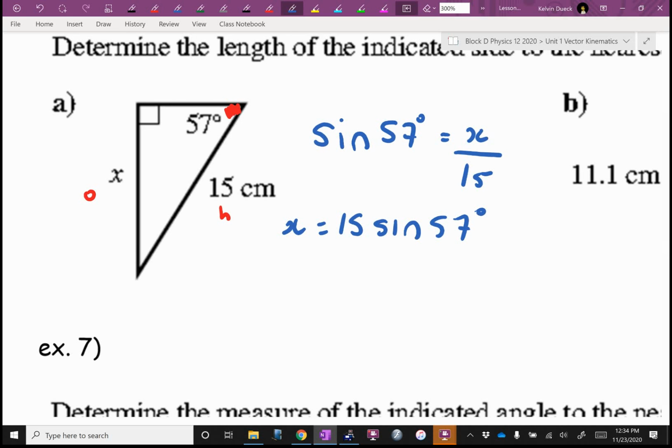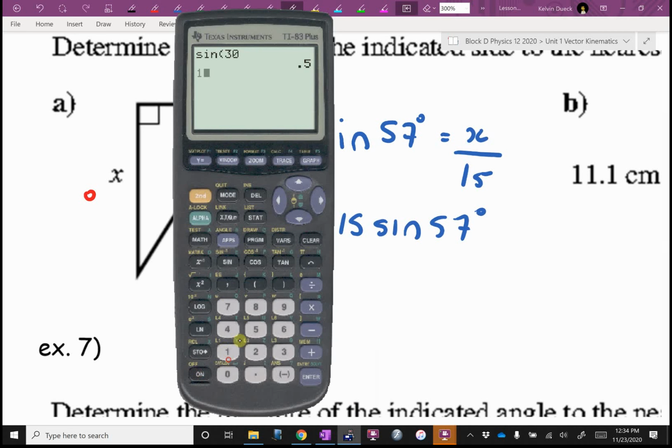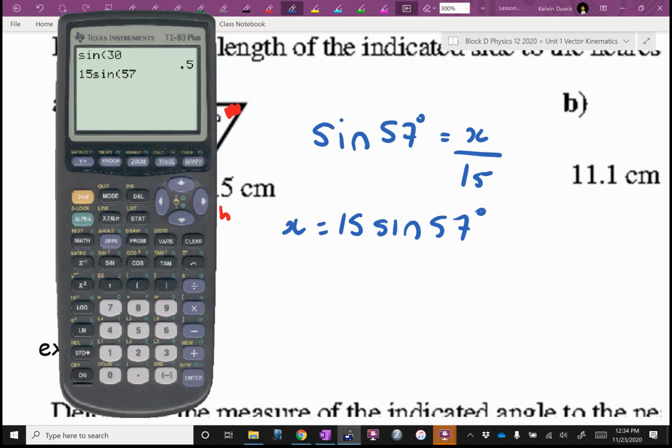Type that into your calculator. On my calculator, I go 15. I don't have to hit times. I can actually press sine, and I'm lazy enough that I experimented with it and said, oh, I can save myself a whole keystroke. 57. My calculator opens up a bracket, but I've also learned I don't need to close off the bracket, and I'm lazy enough that I can save myself a whole keystroke. I got 12.5800.